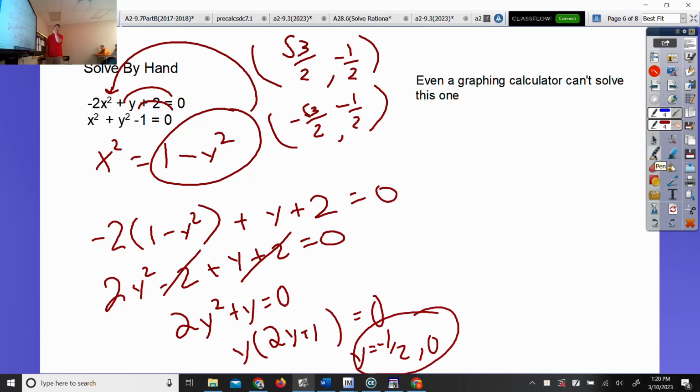We still got to plug in a what? That's easy. X squared is 1 minus 0 squared. X squared is 1. X is plus or minus 1.